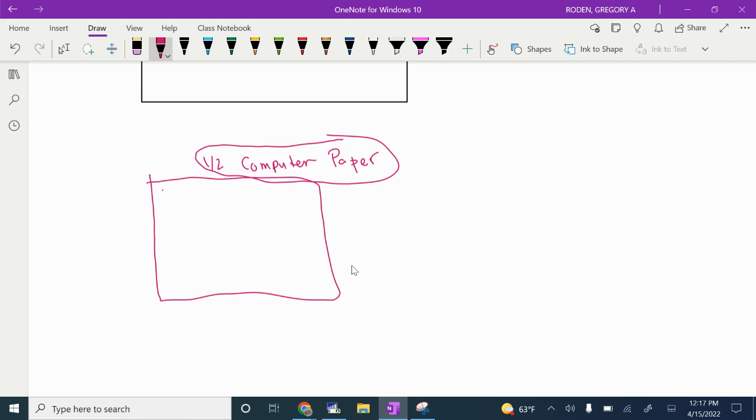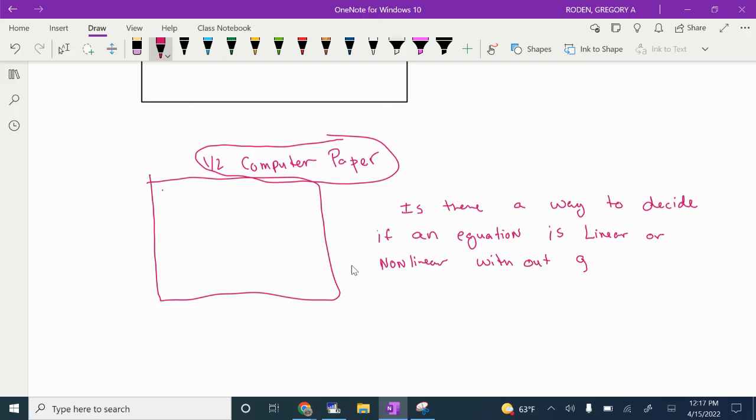Here's the question. The question is this: is there a way to decide if an equation is linear or nonlinear without graphing the equation? Okay, I want you to think about that for a second.